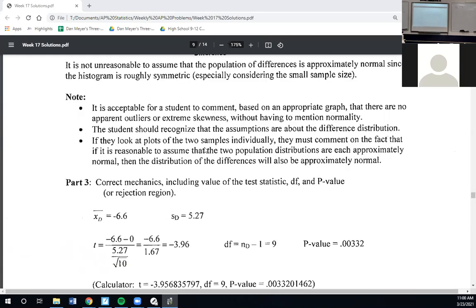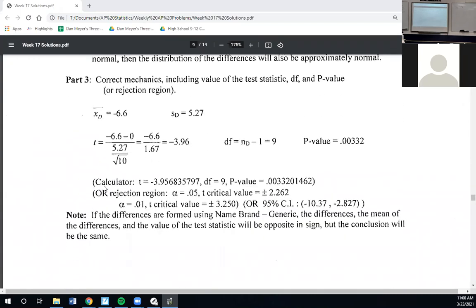Step 3, formula, which was up there, plug in your numbers, answer. You want to make sure you say your degrees of freedom. That's what your p-value should have been.